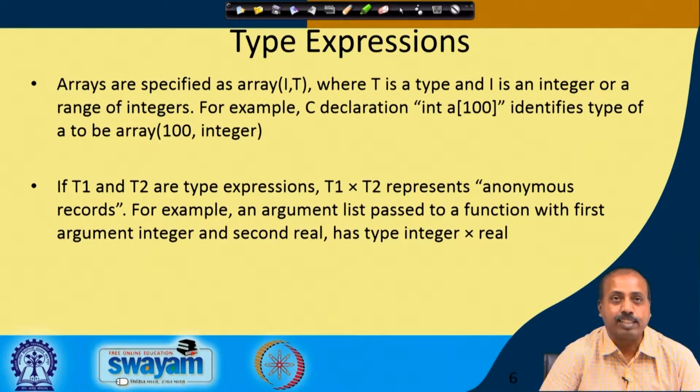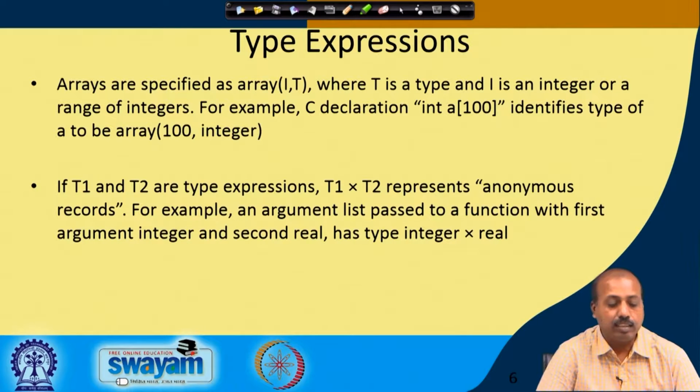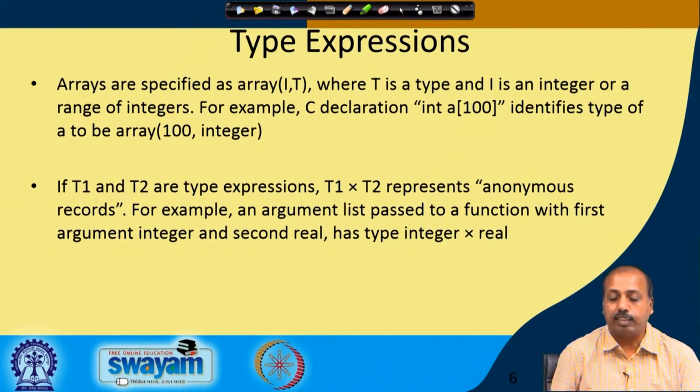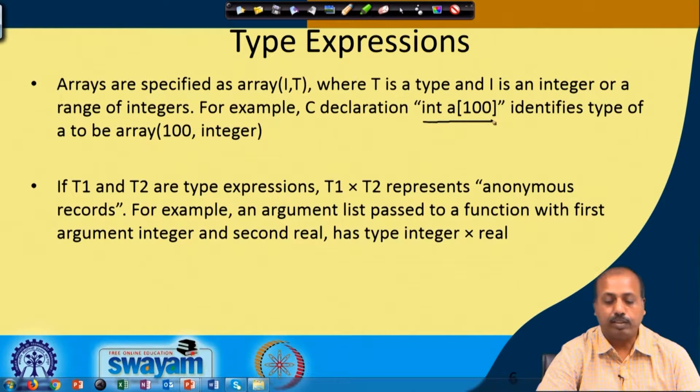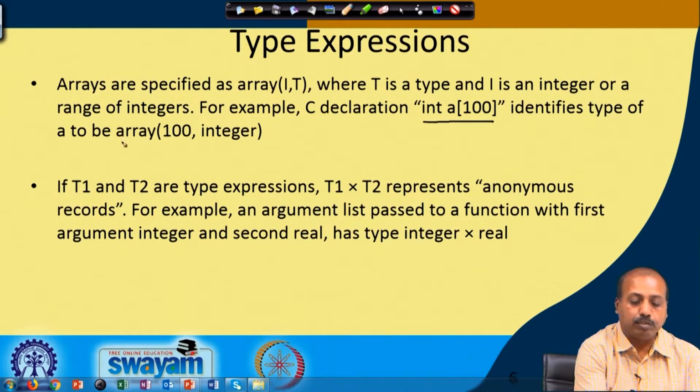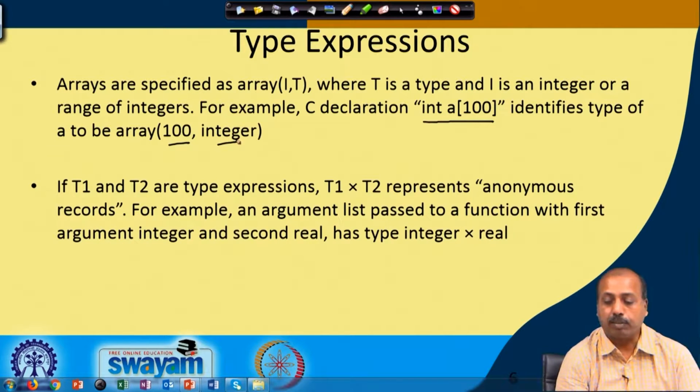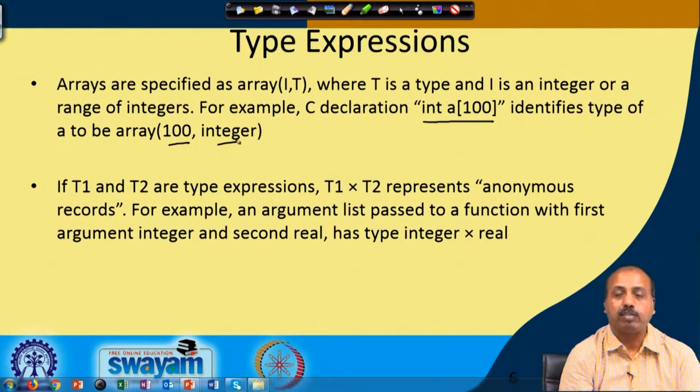First of all, the arrays. Array is a constructed type, like array(I, T), where T is a type, it may be a basic type or a constructed or derived type, and I is an integer or a range of integers. Like in a C declaration we have int a[100]. This identifies the array a to be of type 100 integer.